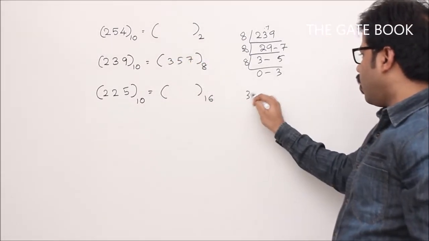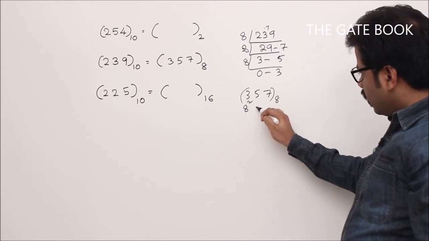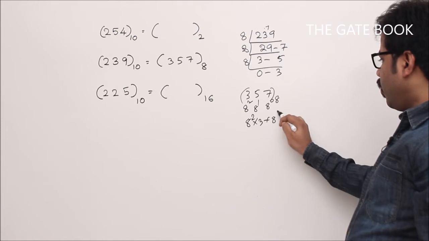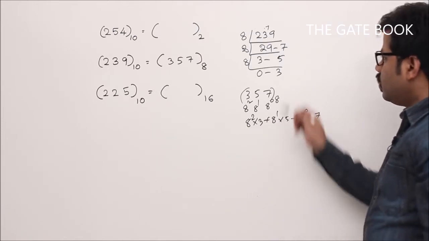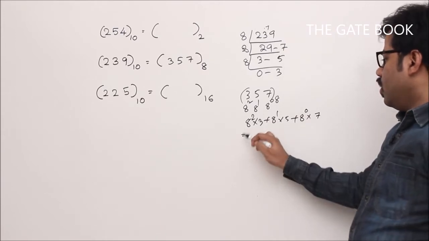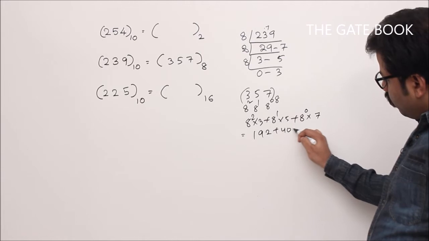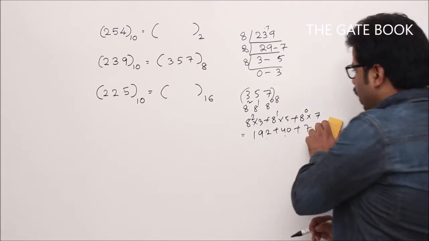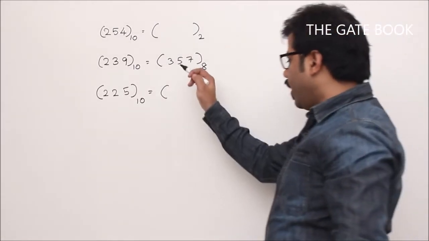If you have doubt, you can cross check. Base 8, so the weightages are 8 square, 8 power 1, 8 power 0. 8 square into 3 plus 8 power 1 into 5 plus 8 power 0 into 7. That is what we did here also. The process is the same. 64 3s are 192 plus 40 plus 7, 232 plus 7, 239. Perfectly right. In that way we can convert decimal to octal.